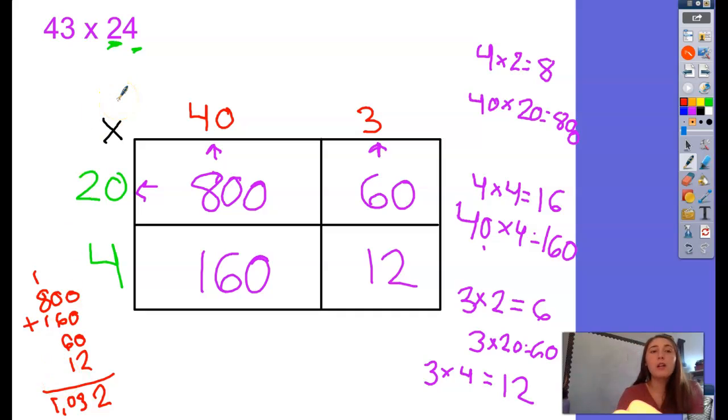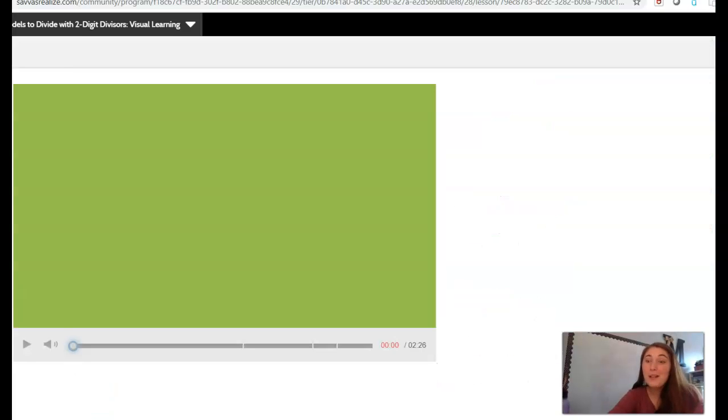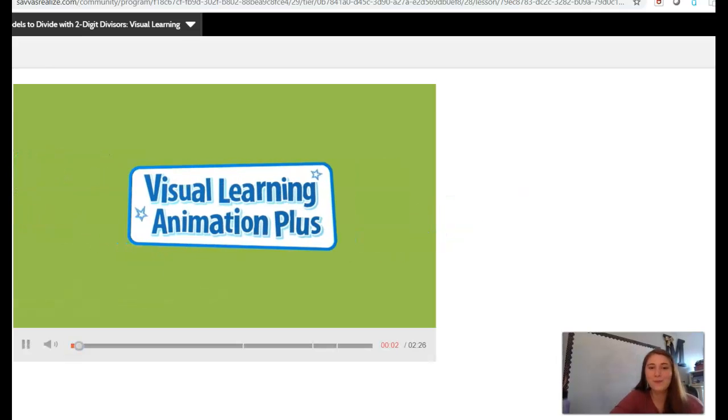So I know 43 times 24 equals 1,032. Now that we know how to do it with multiplication, we're going to switch gears. So go to a new page because we're going to do this all over again, but with division. So now that we did area model for multiplication, we're going to switch gears and see how we can use it for division. We're going to do that by watching our visual learning video and following along. Whatever I solve on this side, I want you to solve in your math notebook.